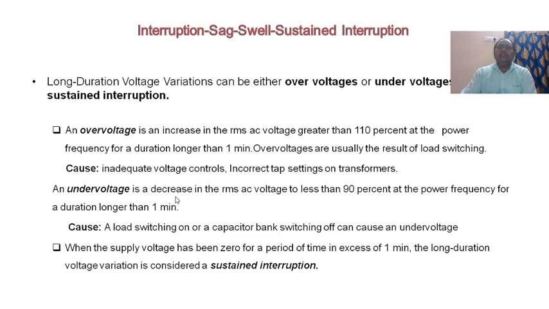An under voltage is a decrease in the RMS AC voltage to less than 90% at the power frequency for a duration longer than 1 minute. Here the time duration is 1 minute. The voltage fluctuation is above 110% or below 90% of voltage. The cause of under voltage is load switching on, or a capacitor bank switching off. When the supply voltage has been zero for a period of time in excess of 1 minute, the long duration voltage variation is considered a sustained interruption.